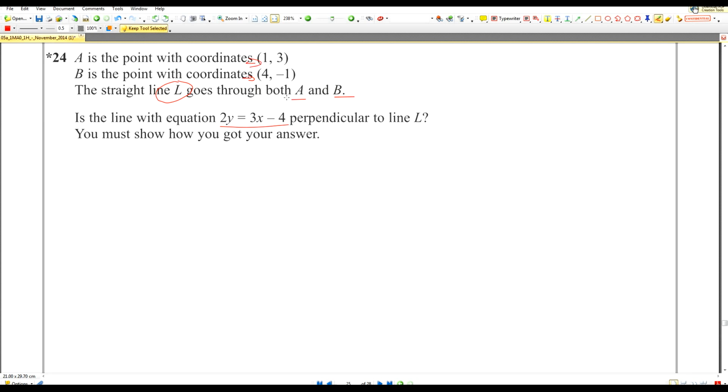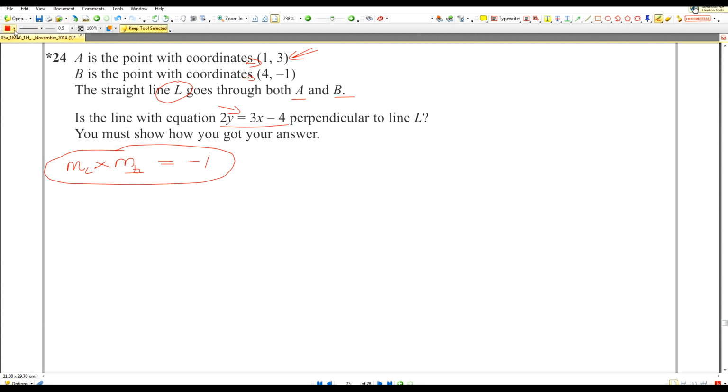So what we need to do first, in order to check for perpendicularity, is use a test. The gradient of the first line, the gradient of line L, times the gradient of the perpendicular line, the second one, must be equal to minus 1 in order for one to be perpendicular to the other. That's a test that we have in mathematics. So we need to rearrange this equation to work out its gradient, and we need to work out the gradient of these 2 points. The easiest one to do is this one here.